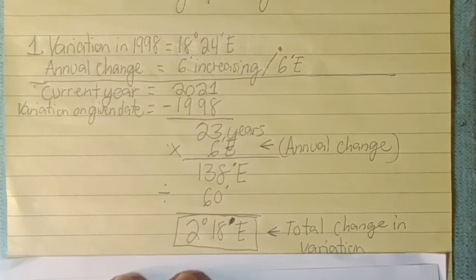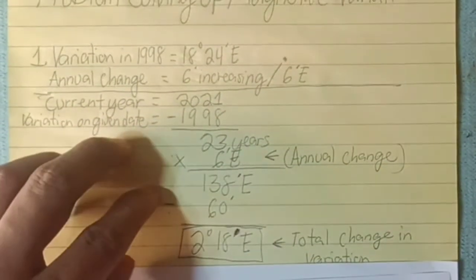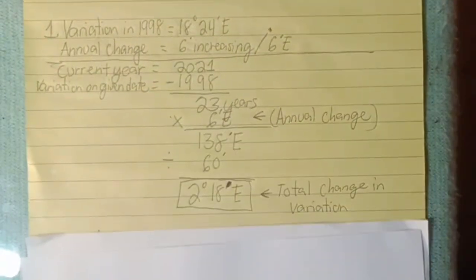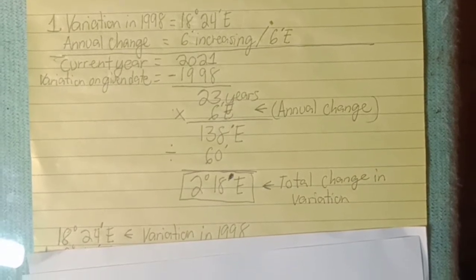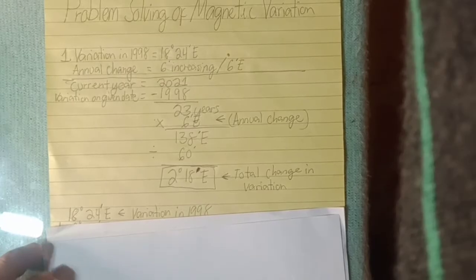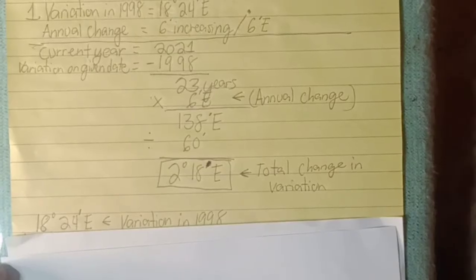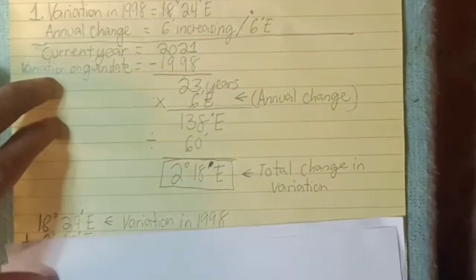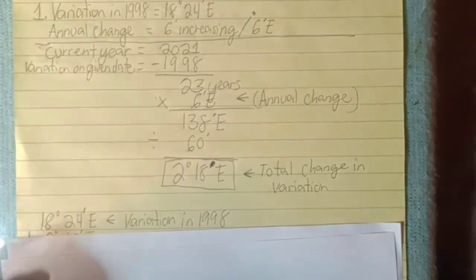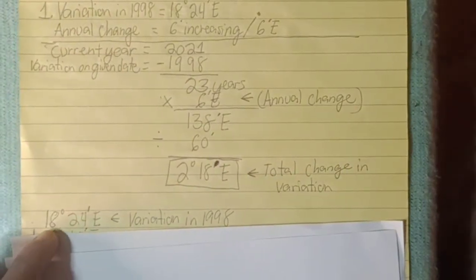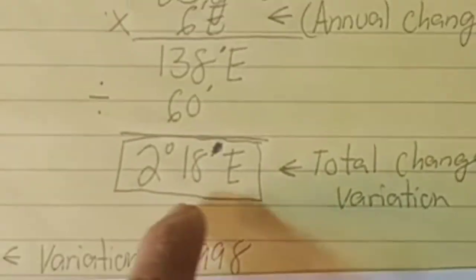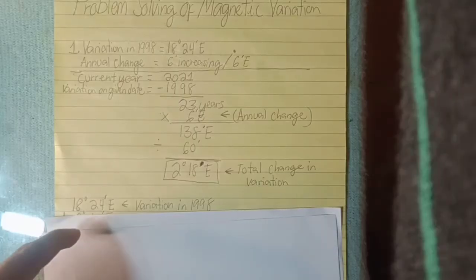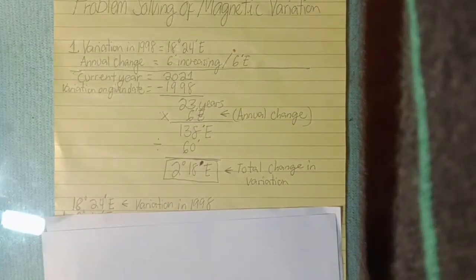This is our total change in variation. So to get the variation in 2021, we have to put the variation in 1998 first, 18 degree 24 minutes east, and then we will put this below in variation in 1998.